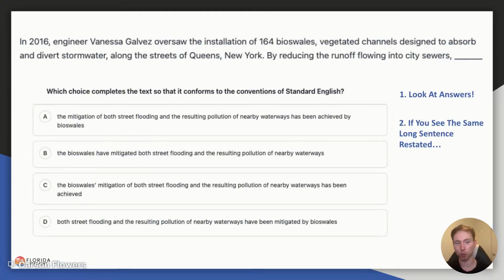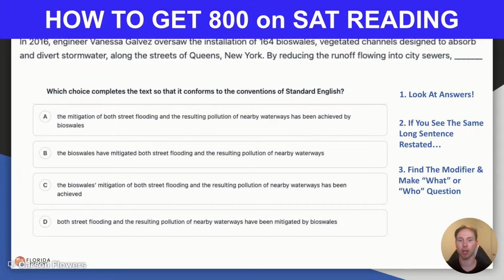You want to look at the answer choices. If you see the same long sentence restated, look at these. Like, that's an insanely long sentence. You want to find the modifier and then make a what or who question.